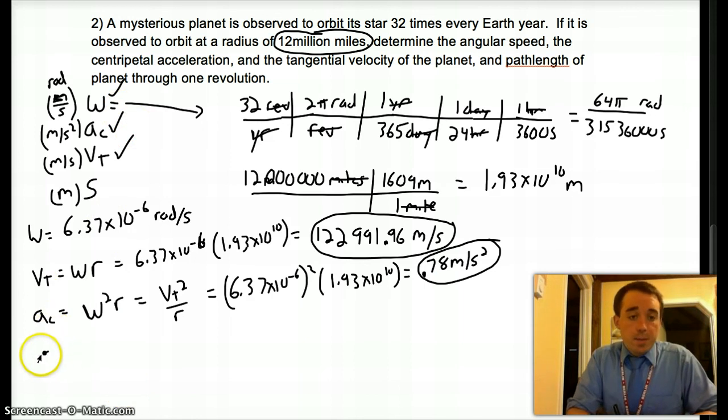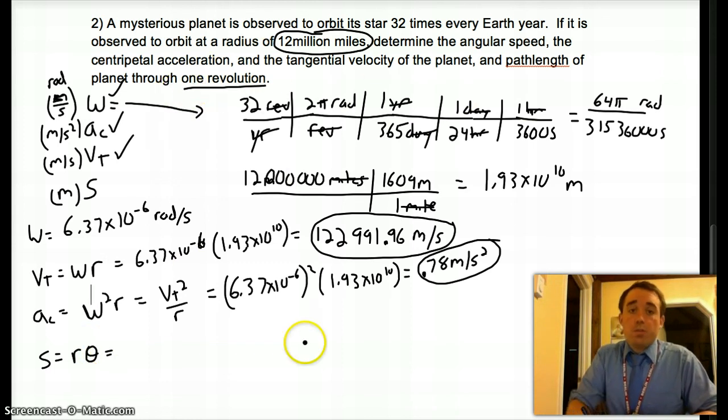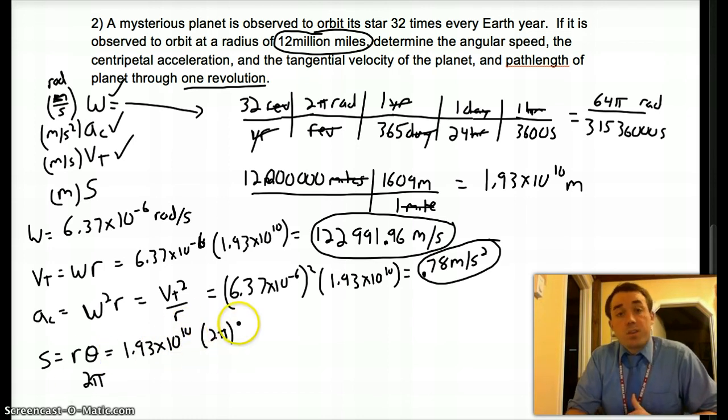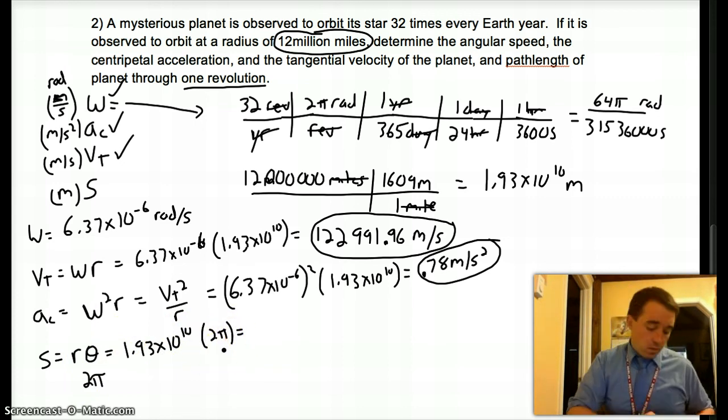And the last thing I need to find is my path length. And if you remember, path length is r times theta. What we're doing, we want to find the path length through one revolution. And one revolution is equal to 2 pi radians. So all I need to do is multiply my radius, 1.93 times 10 to the 10th meters, times 2 pi. It's going to give me my path length. Basically, this is the circumference, because I have the radius times 2 pi. 2 pi r is the circumference.